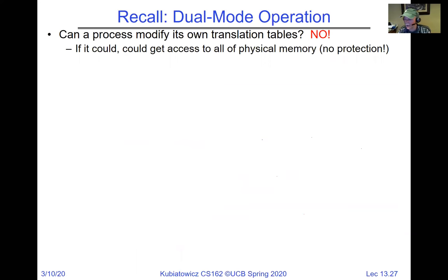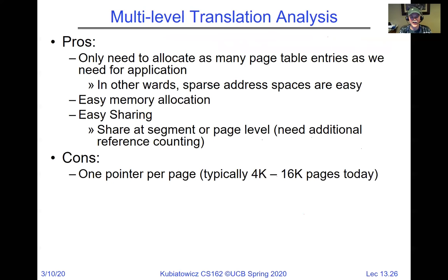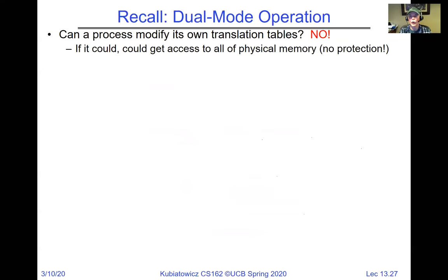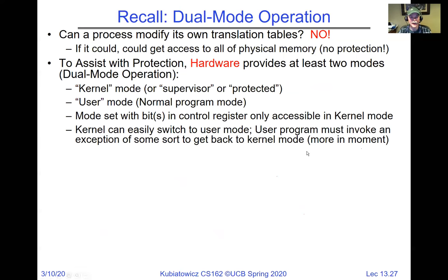so as a refresher, we talked about dual mode operation early on in the course, and I want to reiterate that a process better not be able to modify its page table. So none of the entries that we've got ought to be changeable by the process, because that would defeat the whole point. And so we have this idea of dual mode operation in which the hardware gives us at least two modes, one which we call kernel, and the other which we call user. The modes are basically set with bits in a control register only accessible in kernel mode, and only if you take an interrupt or a fault of some sort to get you into kernel mode, okay? And so the user can't easily switch into the kernel.